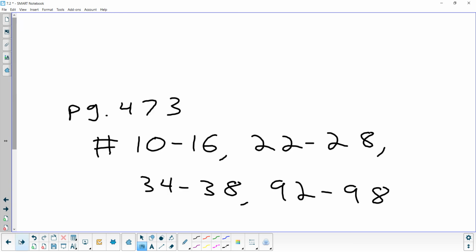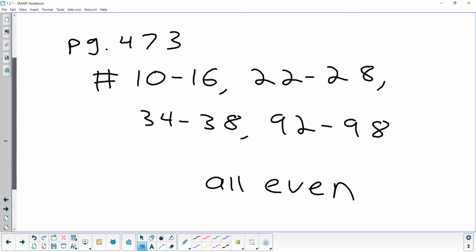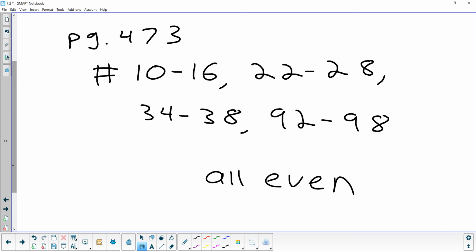Okay. So that's the first part of logs. Again, tomorrow it gets a little bit harder, but not too bad. And then Wednesday, about the same as tomorrow. Okay, so the questions tonight are on 473, 10 to 16, 22 to 28, 34 to 38, and 92 to 98. Okay, and those are all evens. Just the evens on all of those.